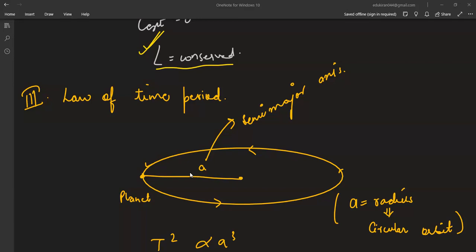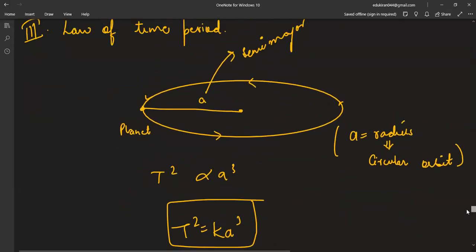But here, for our calculation purpose, we require one radius at your level at least. The time period that it takes for a revolution to occur, the square of the time period is directly proportional to the cube of the radius. It's a very important law which you should remember, because questions are asked from this. So T square is equal to K A cube. Mainly ratio questions are asked. I'll show you. First, write this down.